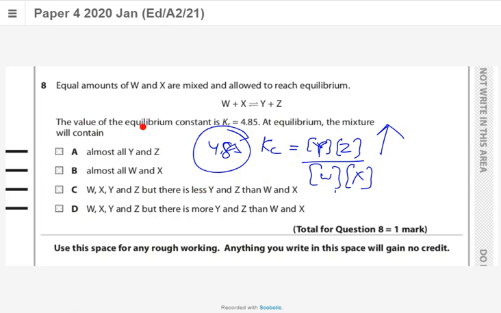The mixture will contain at equilibrium almost all Y and Z. No, Y and Z will be a lot, but not all Y and Z, because there will be a little bit of W and X as well. Almost all is wrong. W, X, and Y, Z, but there is less Y and Z. No, there is more Y and Z. This is correct, D, because there are more ions, the numerator is more than the denominator. Clear?